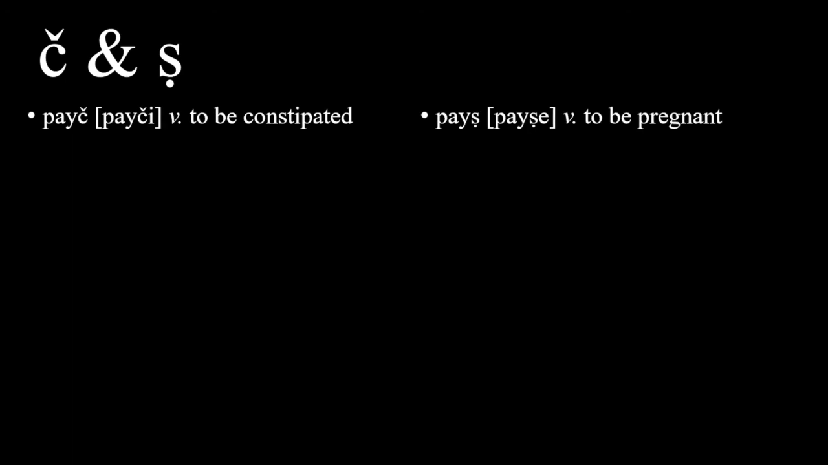So let's look at ch and sh. I think it's not that hard to mix these two up, but just to go over, because they are a little bit similar phonologically, let's look at paich and paish. So paich means to be constipated. Paish means to be pregnant. So look at kapaichin, I'm constipated. Kapaishin, I'm knocked up.